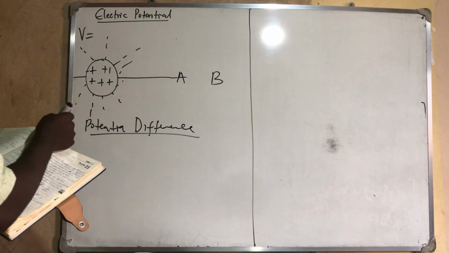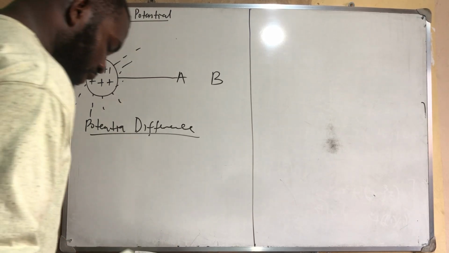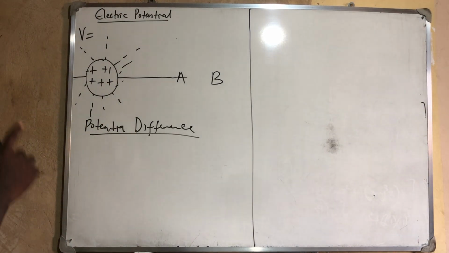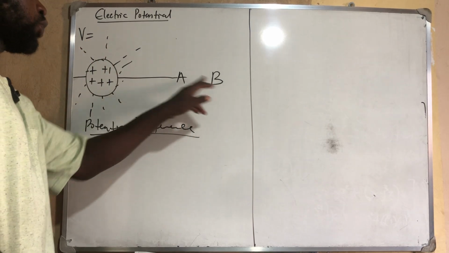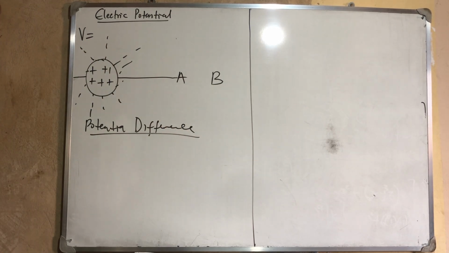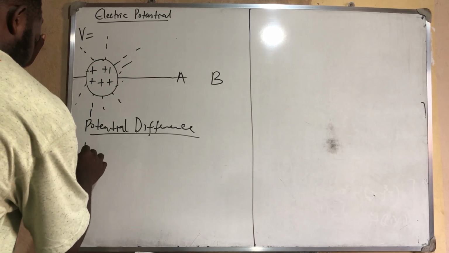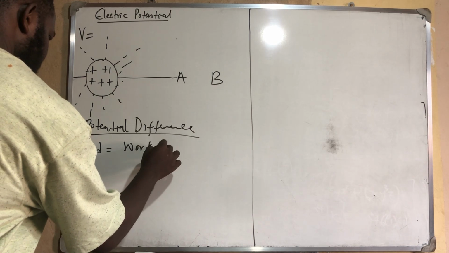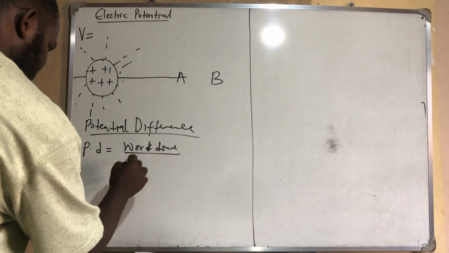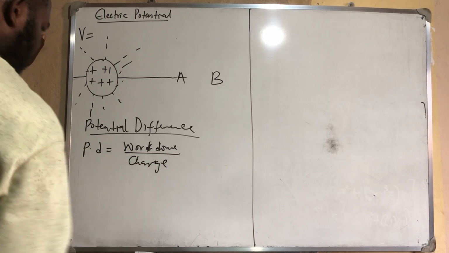The potential difference between 2 points in an electric field is the work done in moving a unit positive charge from one point to another. So the work done in moving a unit positive charge from here to here is what is called a potential difference. So you write for me: potential difference is work done per unit charge. That's another way to define potential difference.